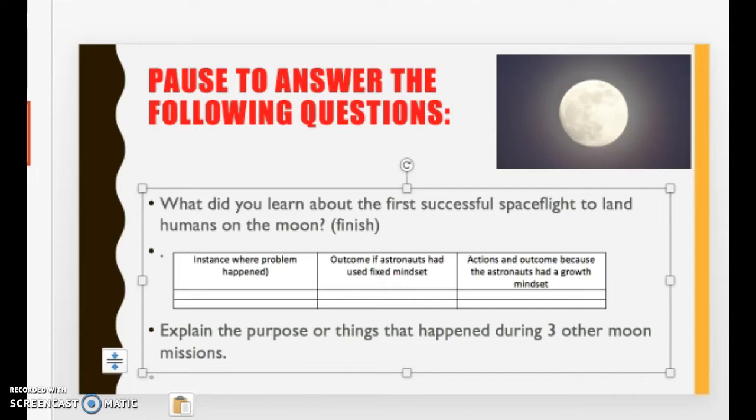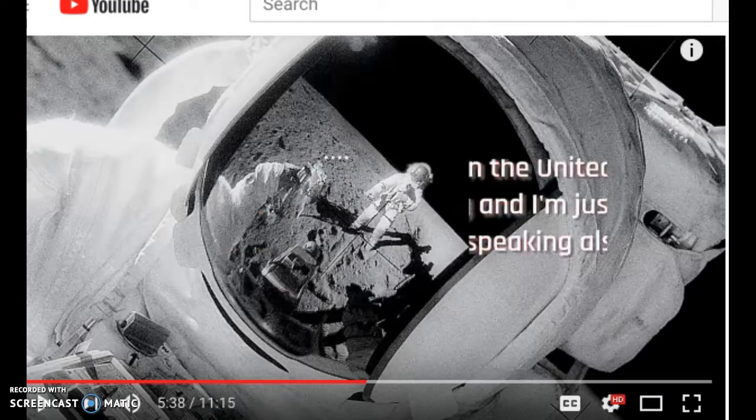Okay, so most people say, yay, we landed on the moon, and then we move on from there. But I wanted you to know a little bit more about other missions that happened. This will really give you the feel of what they did at the moon. So as you know, that first mission was Apollo 11. So we're going to start now with Apollo 12.